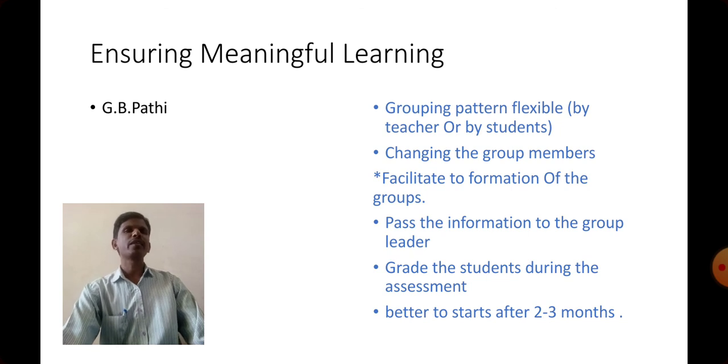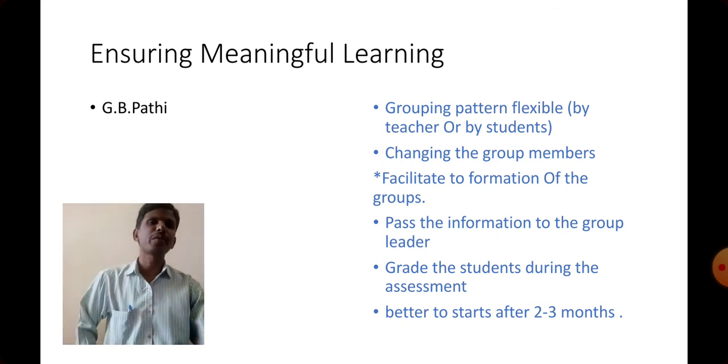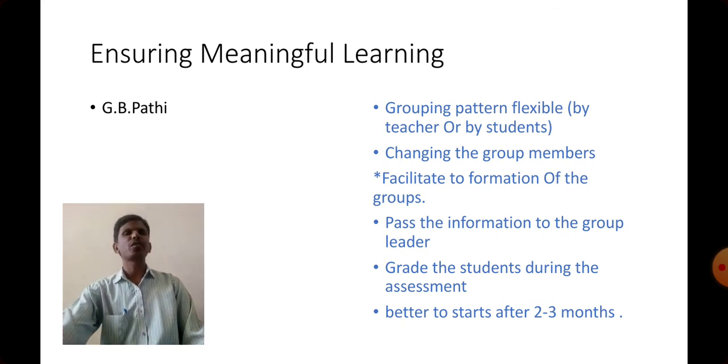And the second one is we should not continue the same group members regularly. So we have to change the group members according to the content and the performance levels, and sometimes depending upon the intensity of the problem. So always we need to change the group members in the group. This is the second one.